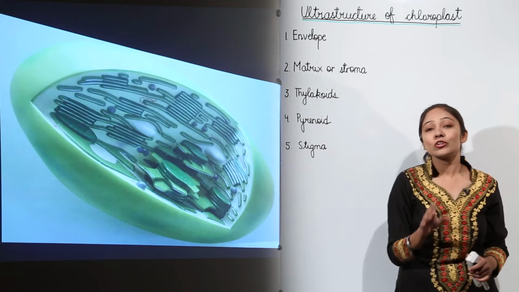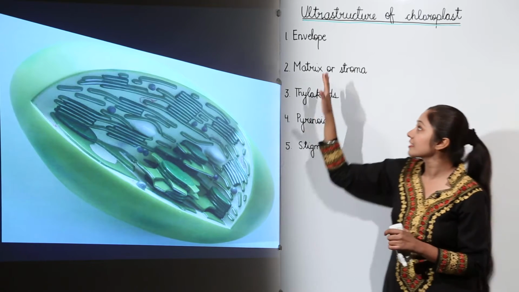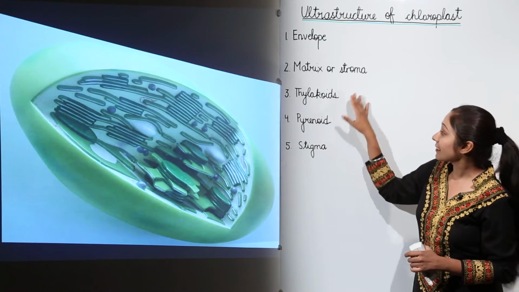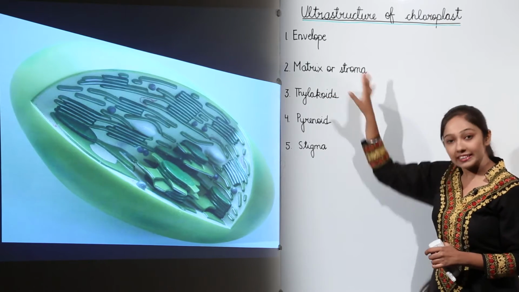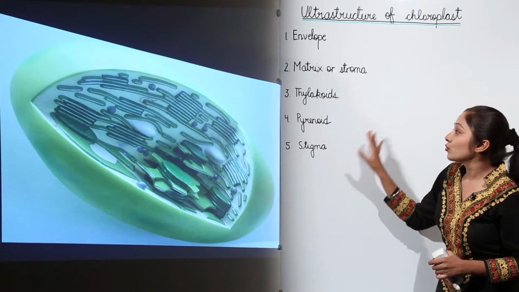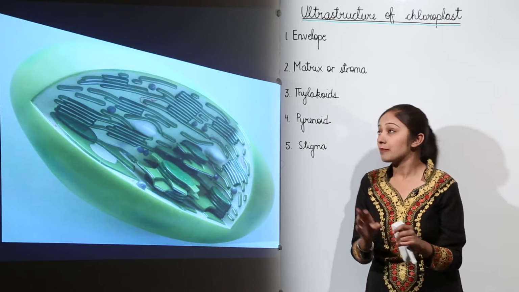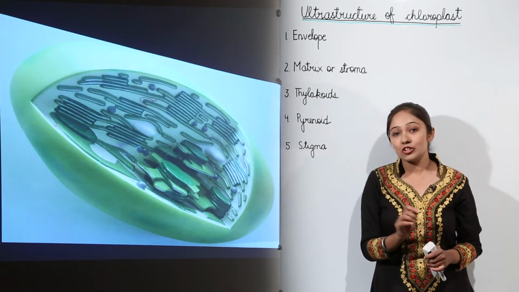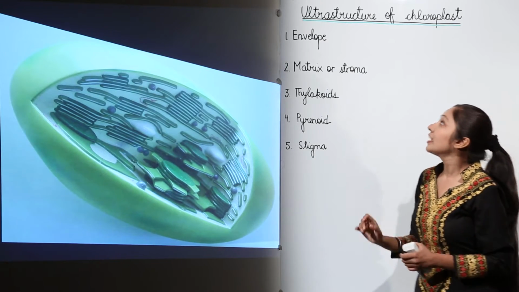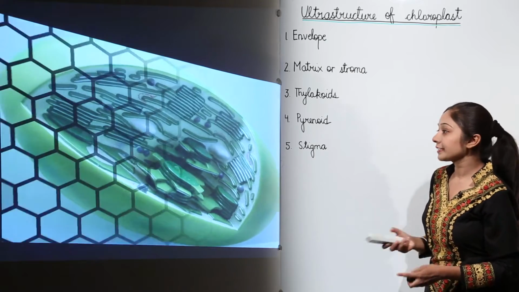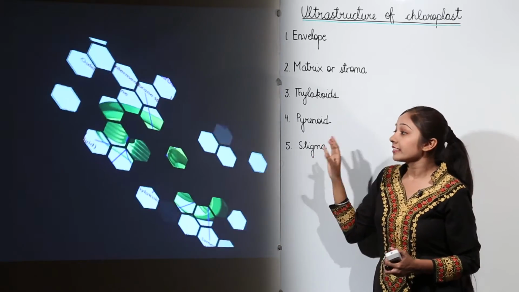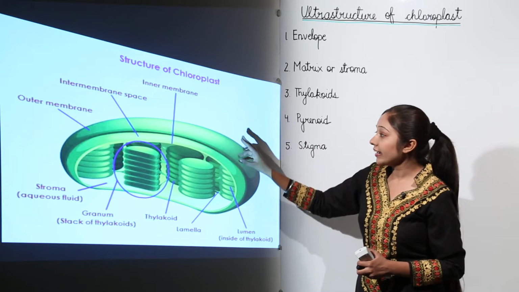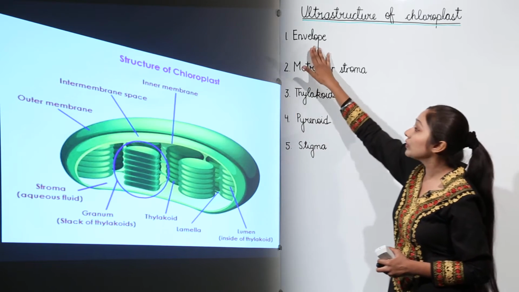Now we are going to discuss these structures, that is the envelope, the matrix or the stroma, thylakoids, granum, stigma in greater detail, just to make you very clear about the ultrastructure of chloroplast, which is also very important from the examination point of view. So let us begin. As you see here, this is the chloroplast structure. Here we will be talking about the envelope first.